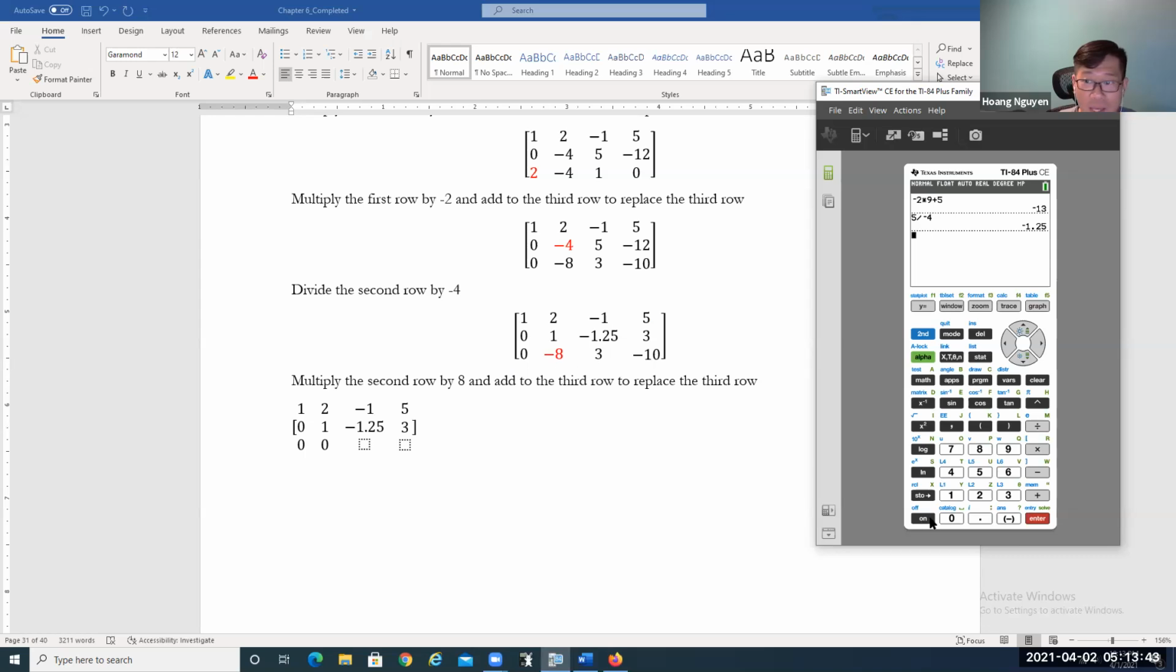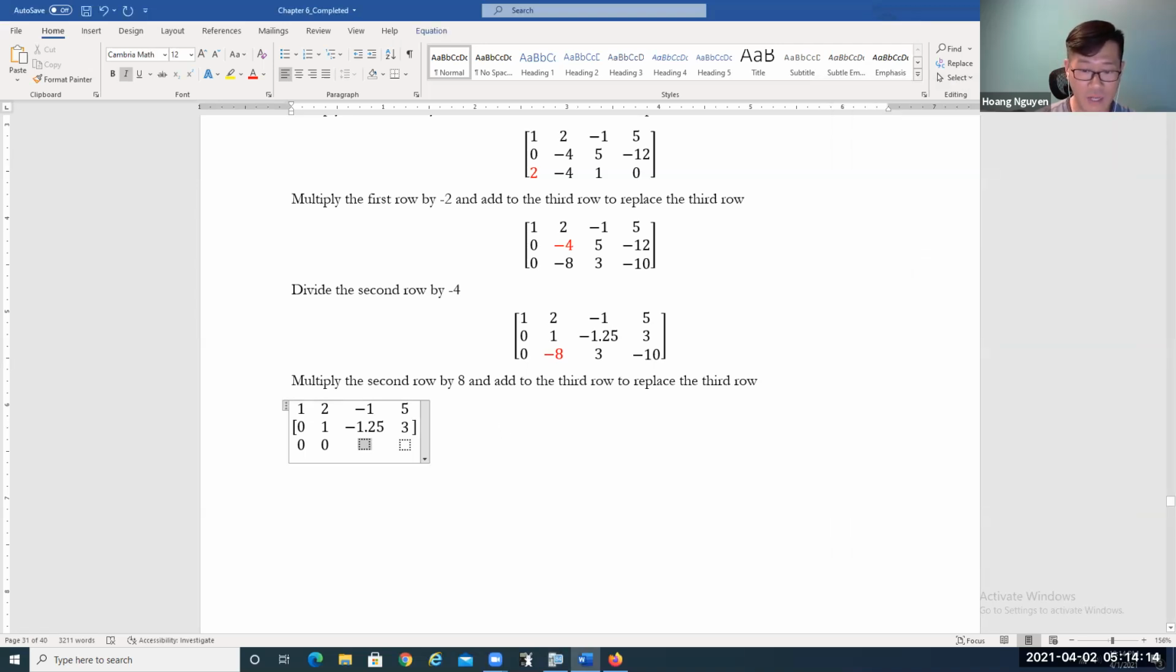Okay, so we multiply -1.25 by 8, and then plus 3, right? And plus the third row, so plus 3, negative 7. Yeah, so we're going to get negative 7 right here.